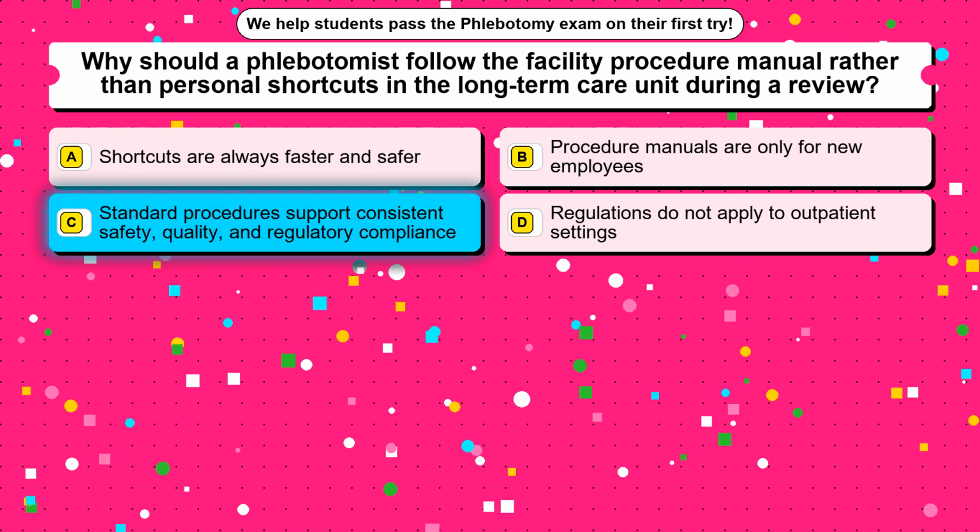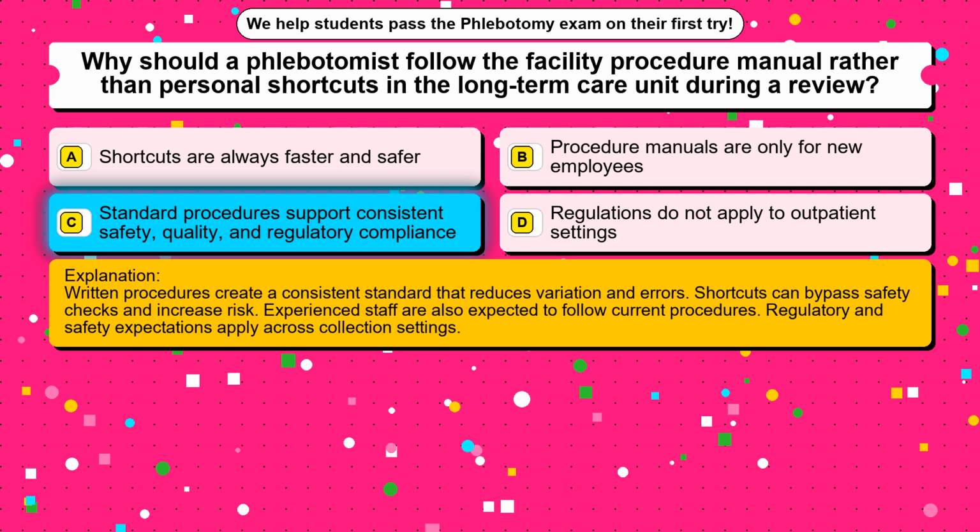The correct answer is option C. Standard procedures support consistent safety, quality, and regulatory compliance. Written procedures create a consistent standard that reduces variation and errors. Shortcuts can bypass safety checks and increase risk. Experienced staff are also expected to follow current procedures. Regulatory and safety expectations apply across collection settings.